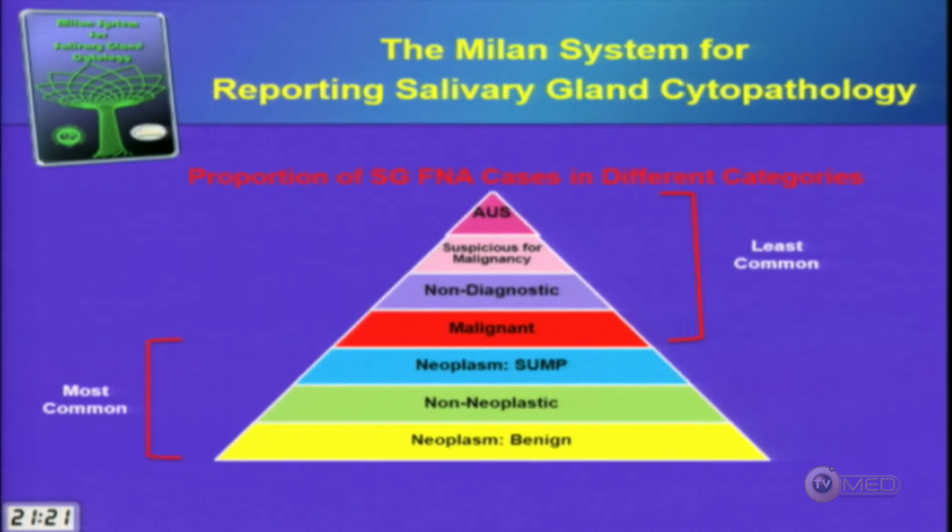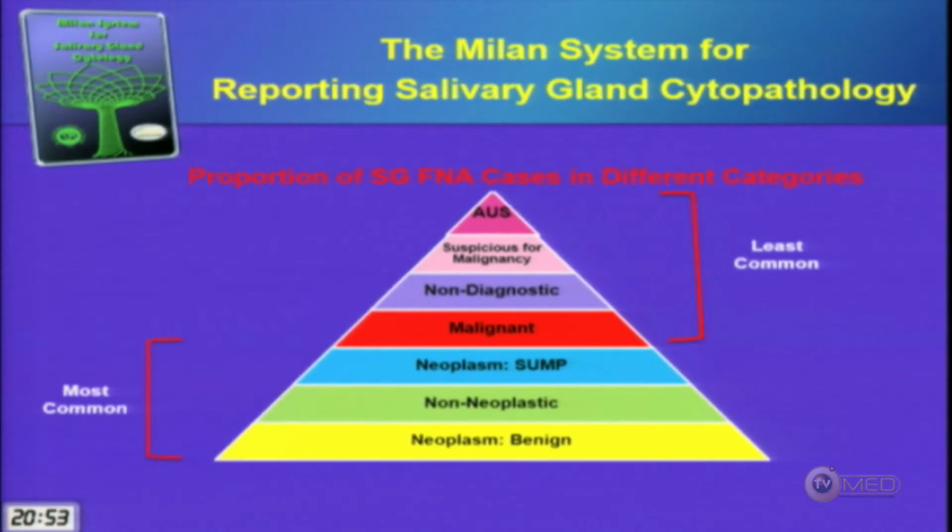Non-neoplastic is also a very common category for salivary gland, and that's because it includes all of those inflammatory conditions that you can encounter in both the parotid as well as in the submandibular gland. The neoplasm SUMP category would be next in line, and then the least common tend to be the malignancies. Remember I said salivary gland cancers are fairly uncommon.